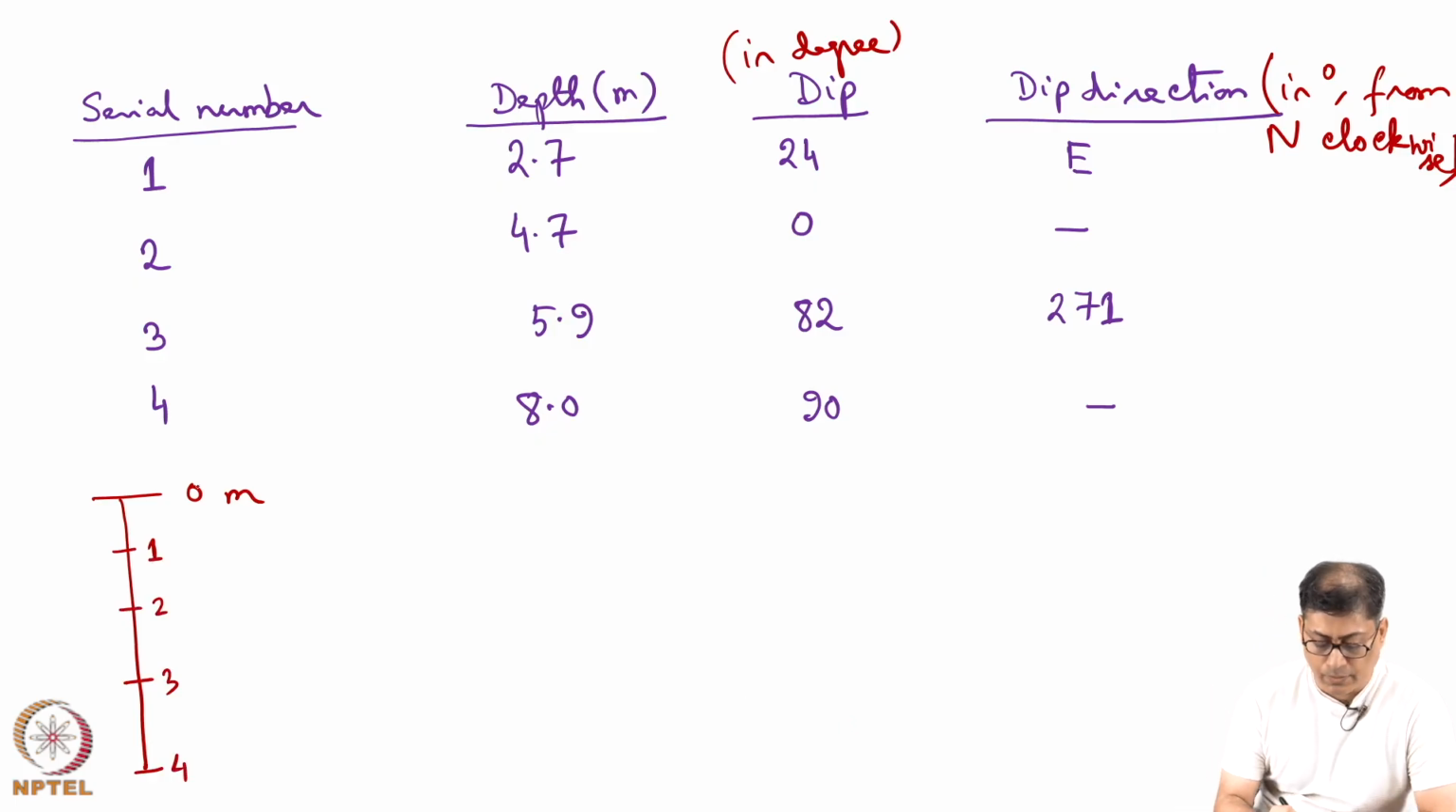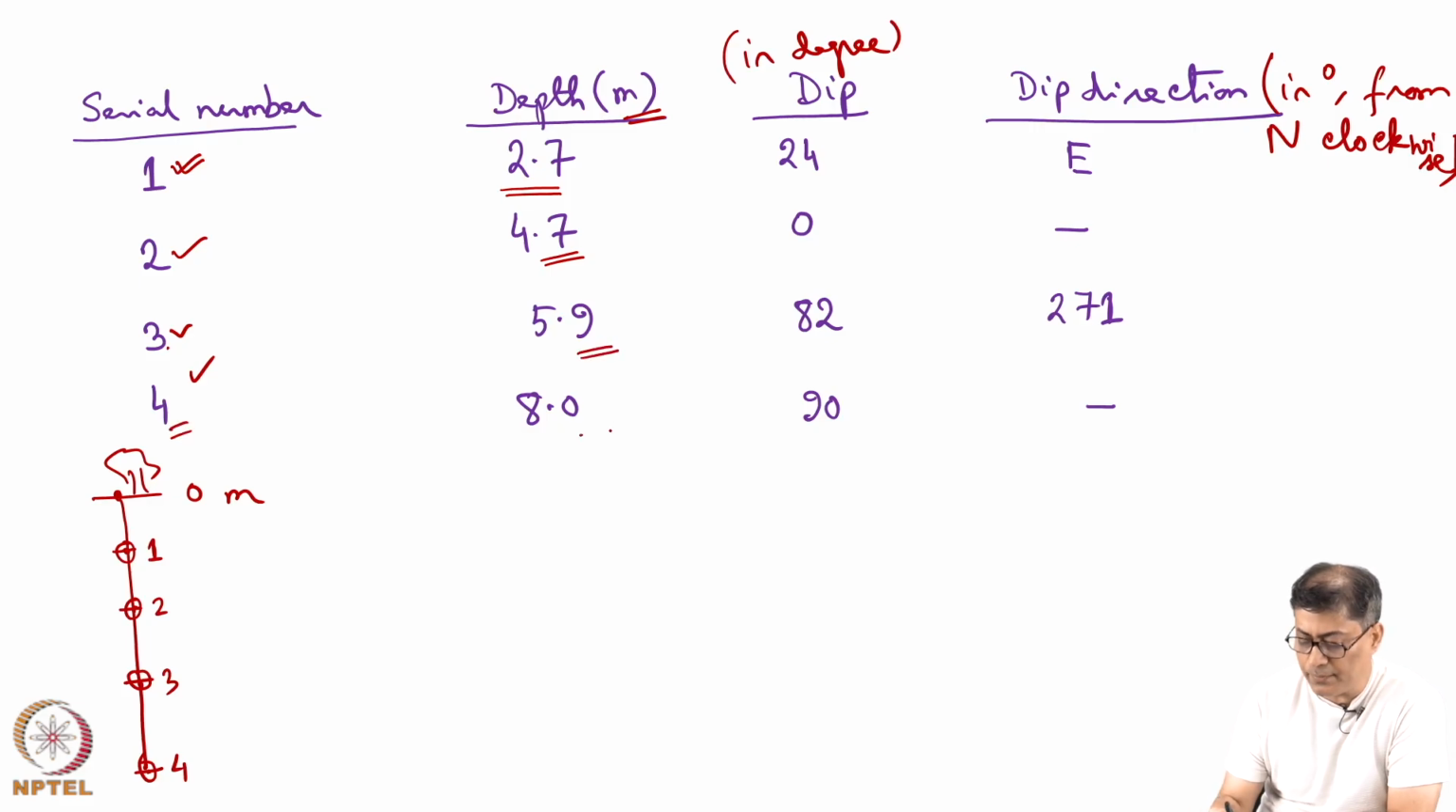Consider a drilling, 0 meter is the surface from where the drilling started and serial number 1 stands for this point where the data has been taken, point 2 is over here and then point 3 and point 4. At these points, point 1 is at a depth of 2.7 meter, point 2 is at depth 4.7 meter, point 3 at depth 5.9 meter and point 4 is at depth 8 meter.